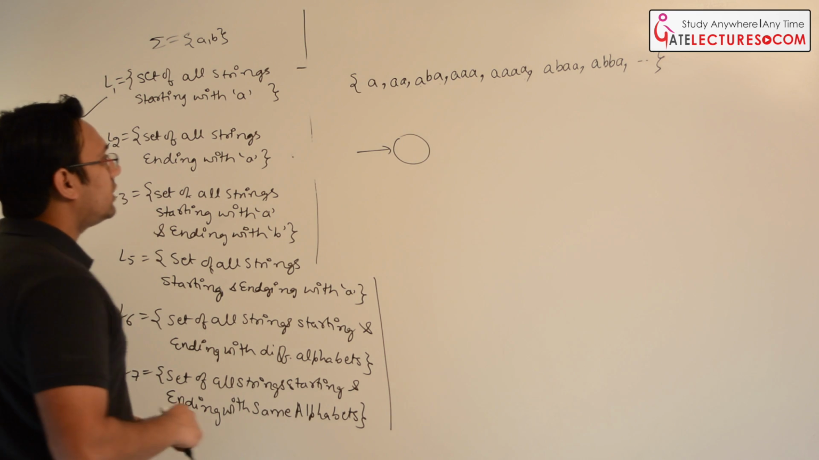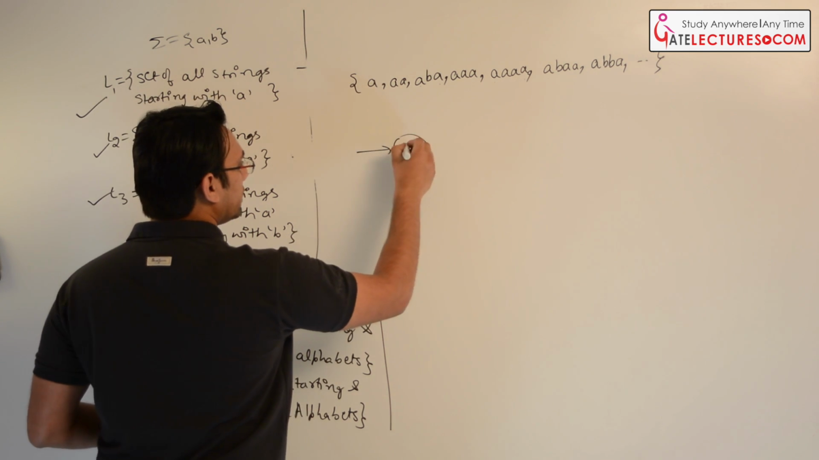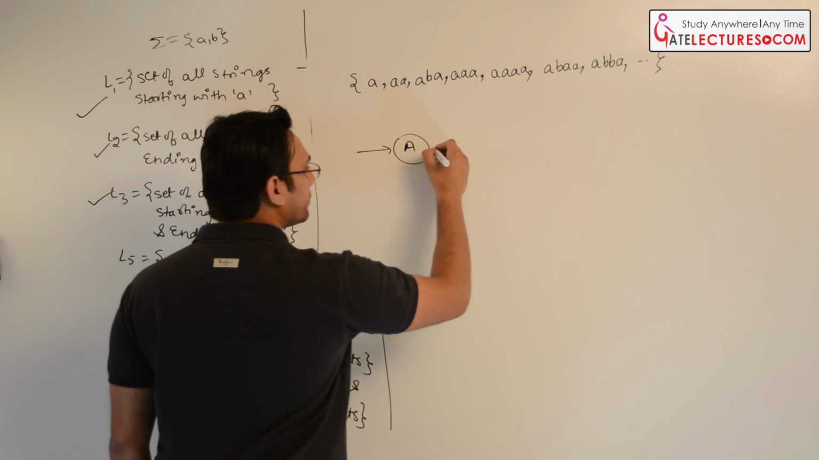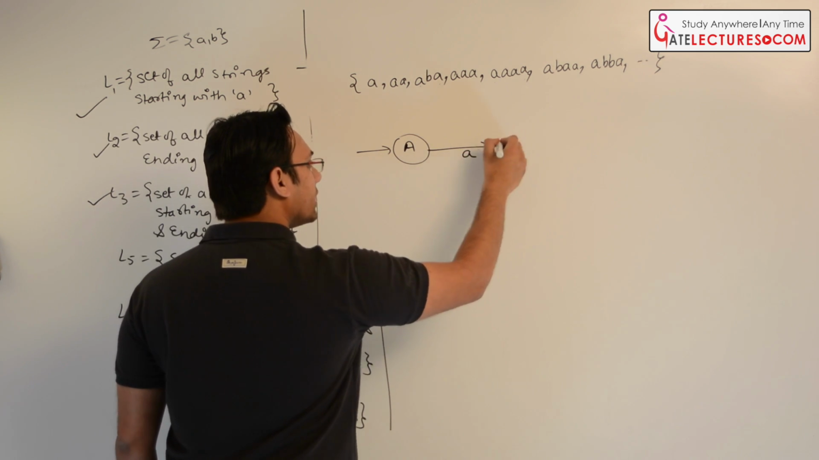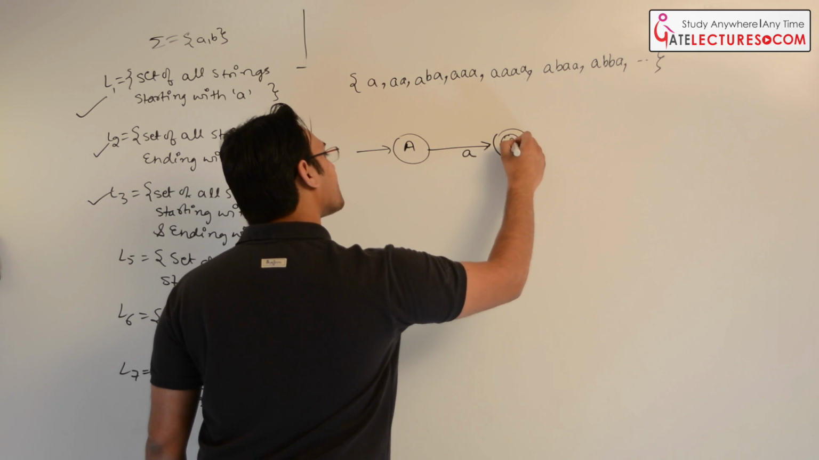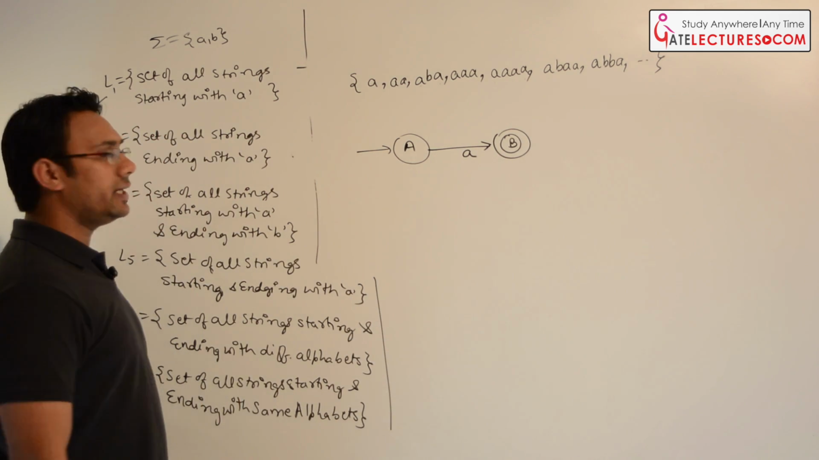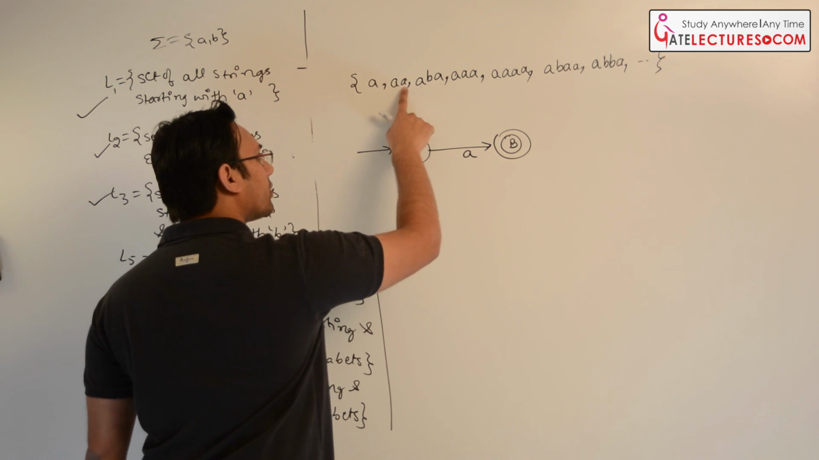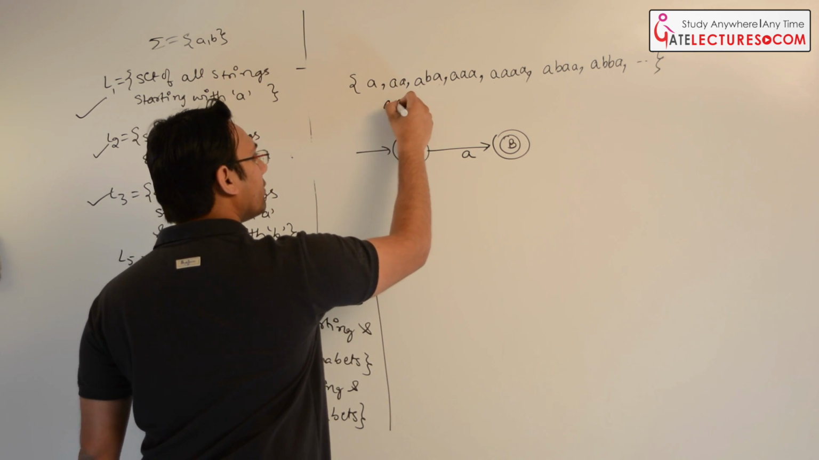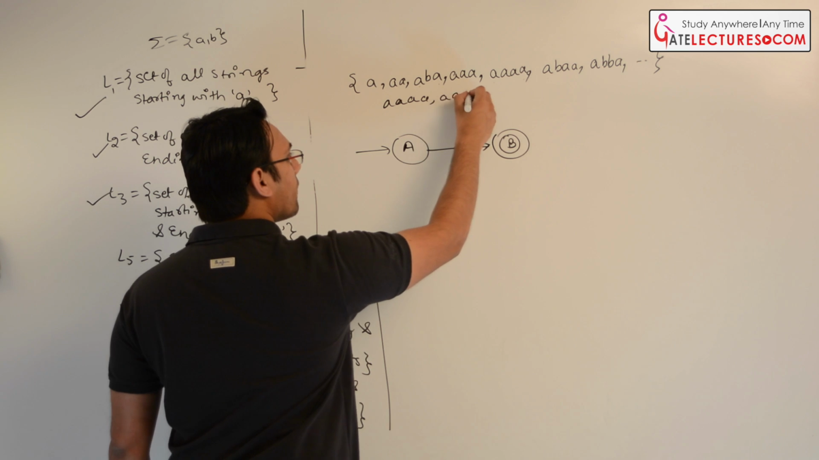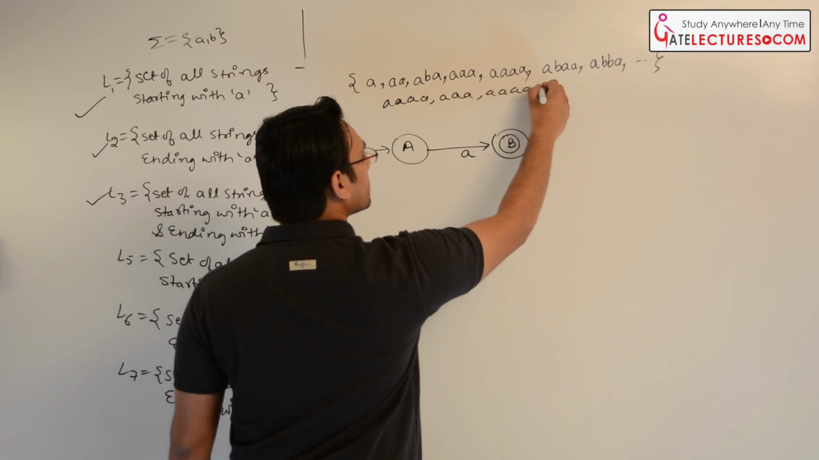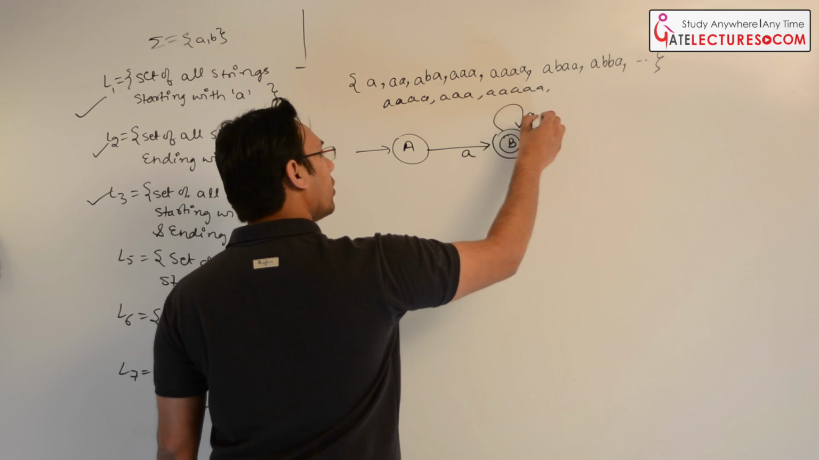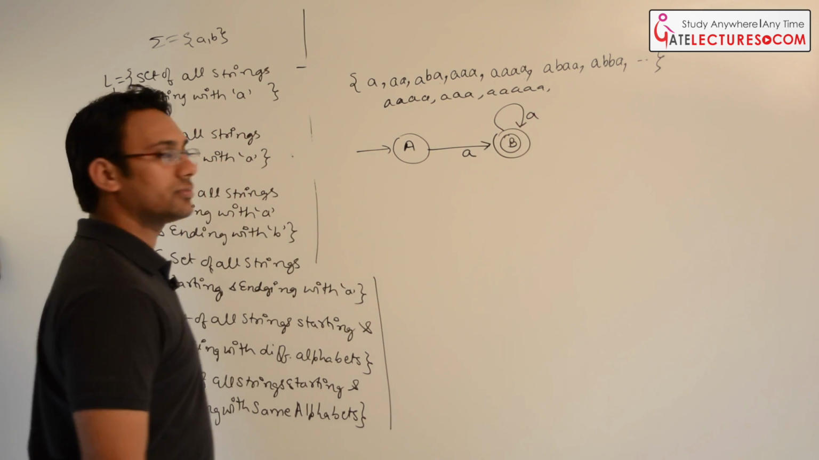Okay. So here we are at state A. If we read a single A, that means it should be accepted, right? If after this A, we get any number of A's, that means the string is always ending with A. Therefore, if you get any number of A's, we will always be at the final state.